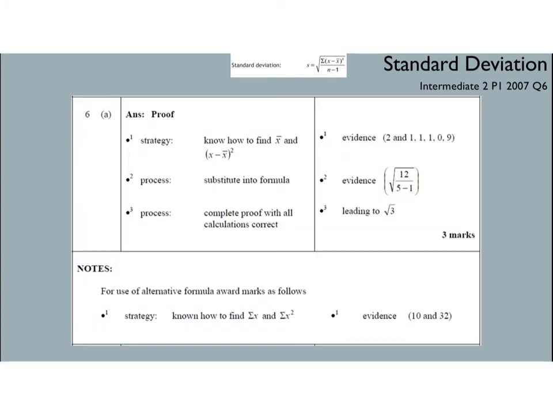Okay, so where did the marks come from for this one? So this one was 1 mark for finding the mean and for getting the last column of your table correct. So having 1, 1, 1, 0 and 9 correct in your table. Mark number 2 was for substituting correctly into our standard deviation formula. So that's what that bit is. And then number 3, your third mark there, was for finishing this off and turning it into root 3.